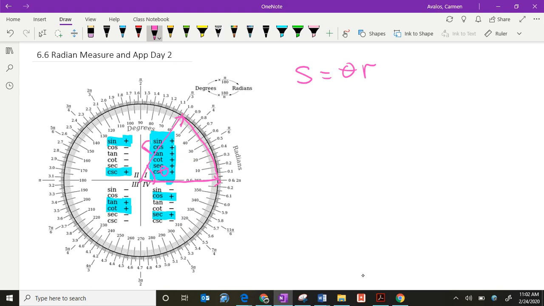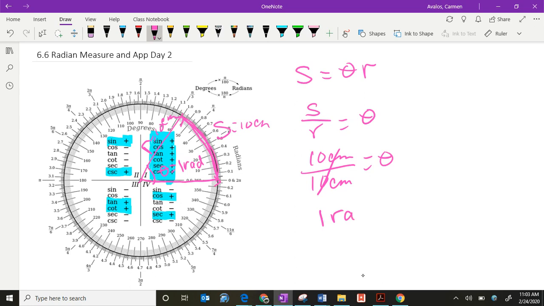And if the radius is going to be the same length as the arc length right there, if they are exactly the same, then theta is going to be 1 radian. So if S is equivalent to 10 centimeters, and R is also equivalent to 10 centimeters, then you're going to divide: 10 centimeters divided by 10 centimeters is equal to theta, and that's going to be 1 radian. So we know that theta will always, always, always be in radians when we're using this formula.